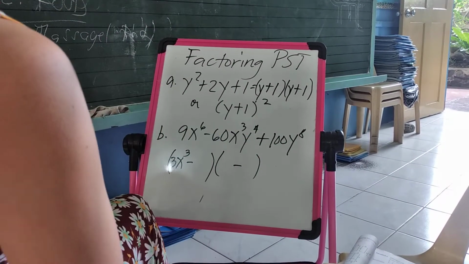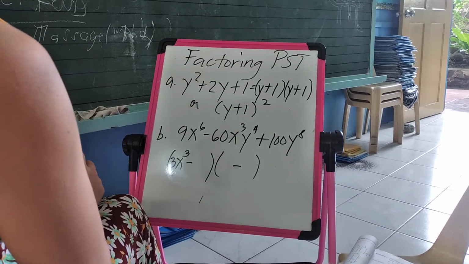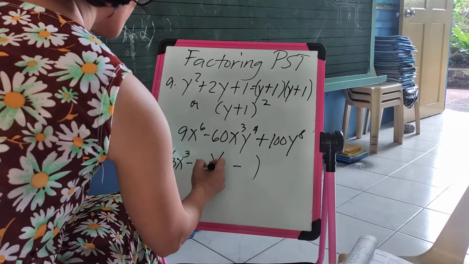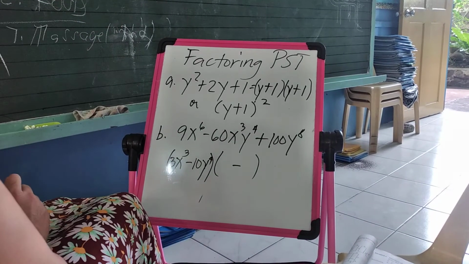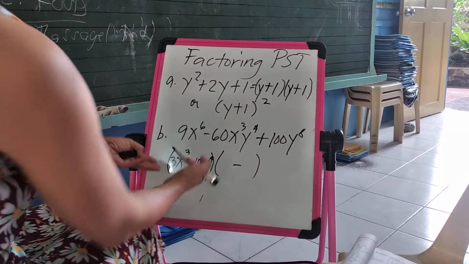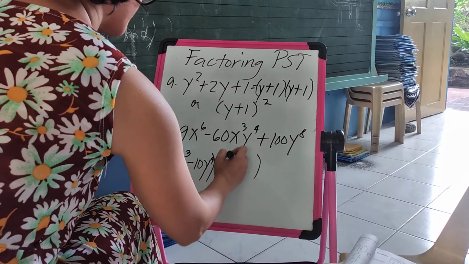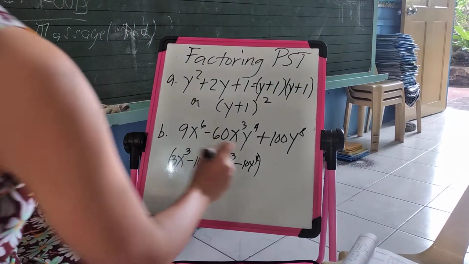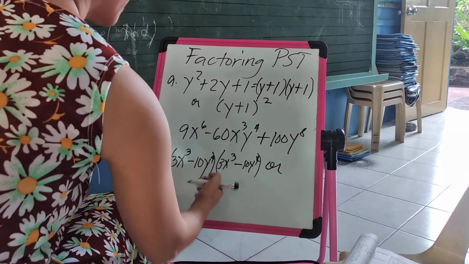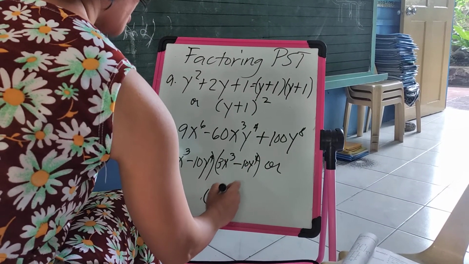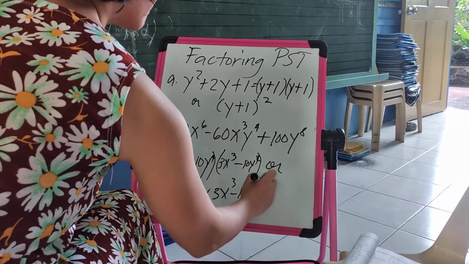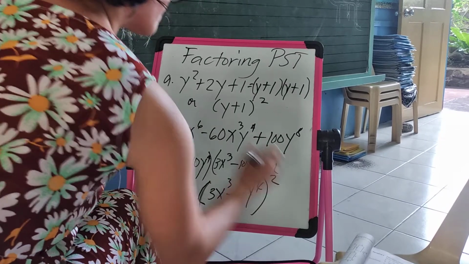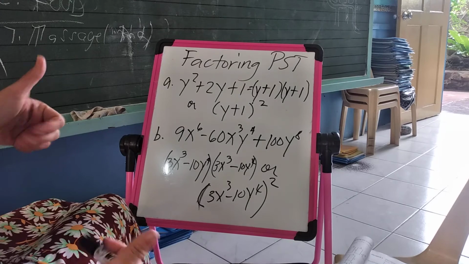And the square root of your last term: the square root of 100 is 10, and the square root of y to the 8 is y to the 4th. So now that you have it, just copy 3x cubed and 10y to the 4th. Now you know the technique. Or you can write it this way: (3x cubed minus 10y to the 4th), close parentheses, and then squared.